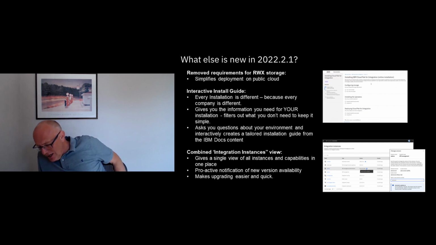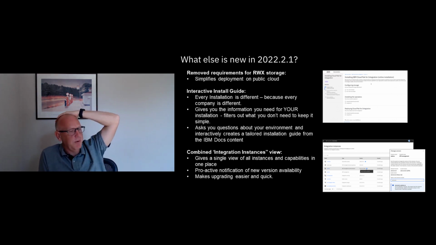So what we've introduced is an interactive install guide. What this does is you answer some questions about the environment that you are trying to build. What do I actually want to install as part of Cloud Pak for Integration? And then from that information, we generate a custom guide for you on how you would install just those components, walking you through the exact steps to install those specific things, rather than you having to wade through all of the documentation where, say, 50% of it isn't relevant to what you're trying to achieve.